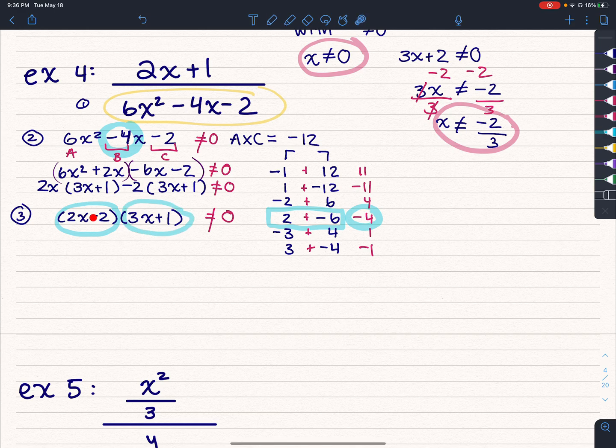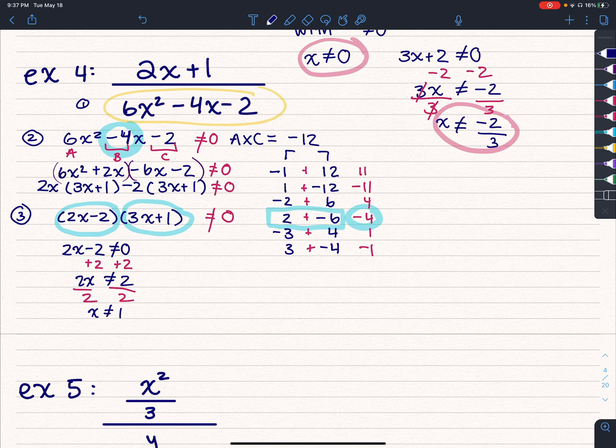Remember, these two things are being multiplied. So if this piece is 0, that's going to make the entire expression simplify to a 0. If this piece here is 0, then again, the entire thing will simplify to a 0. So we have 2x minus 2 cannot equal 0. Let's show all the work. Add 2 to both sides, we get 2x cannot equal 2. Divide by 2 on both sides, we get x cannot equal 1.